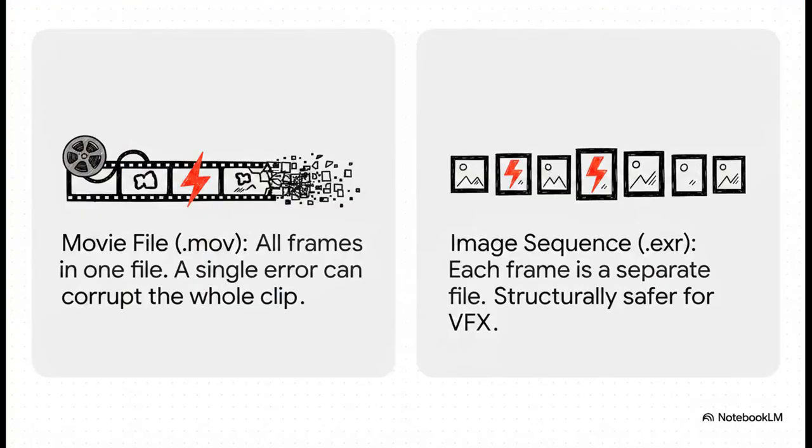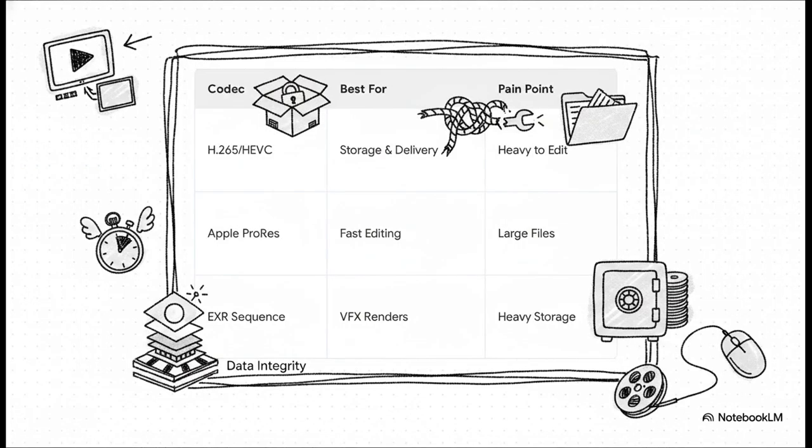In fact, when you get into high-end visual effects, things get even more interesting. Professionals often don't even use video files in the way we think of them. They use image sequences, where every single frame is its own individual file. Why? Think about it. If one file gets corrupted during a 24-hour render, you only lose one frame, not the entire shot. It's all about safety.